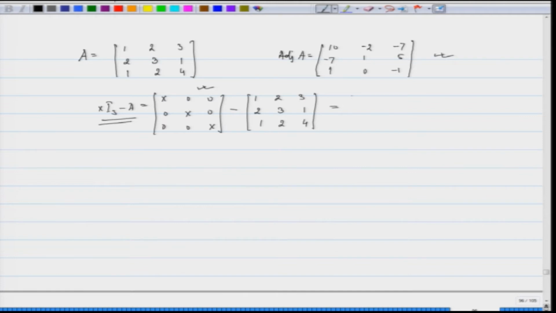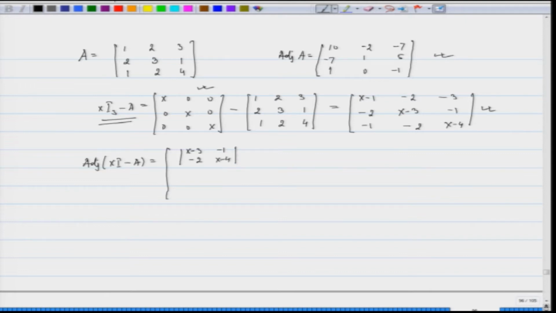So x times identity is this matrix and minus A, so this matrix is equal to x minus 1, minus 2, minus 3, minus 2, x minus 3, minus 1, minus 1, minus 2, x minus 4. I want to compute the adjoint of this matrix. What is the adjoint of this matrix? The adjoint of xI minus A is nothing but, the first entry is this. So the adjoint is going to be the determinant of this matrix, which is x minus 3, minus 1, minus 2, x minus 4.